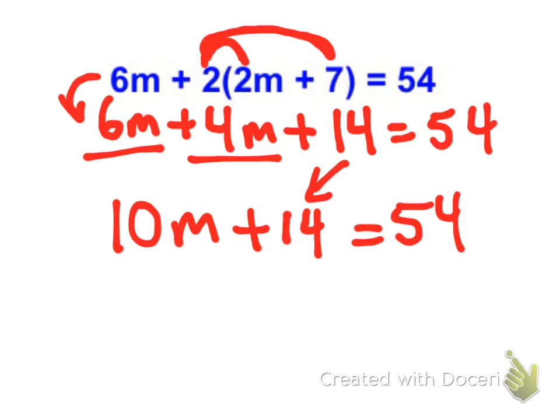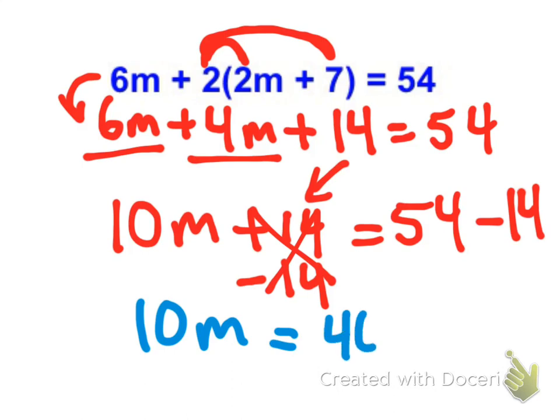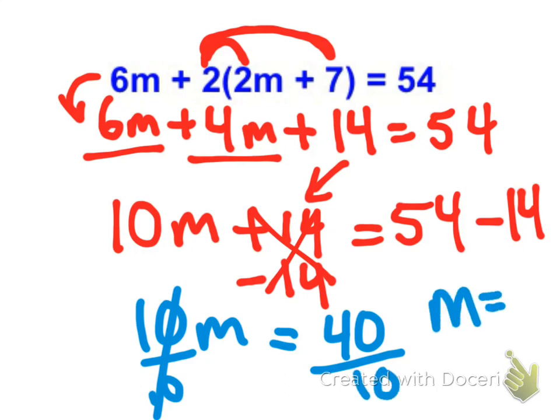And now here we are at the 3rd step, which is separate the terms. I want to get these constants over here. So minus 14, minus 14. That cancels these out. And now we have 10 monkeys equals 54 minus 14 is 40. The last step is use inverse operations, which is divide by 10. Cancels that out. Divide this side by 10. And monkeys equal 40 divided by 10 is 4.